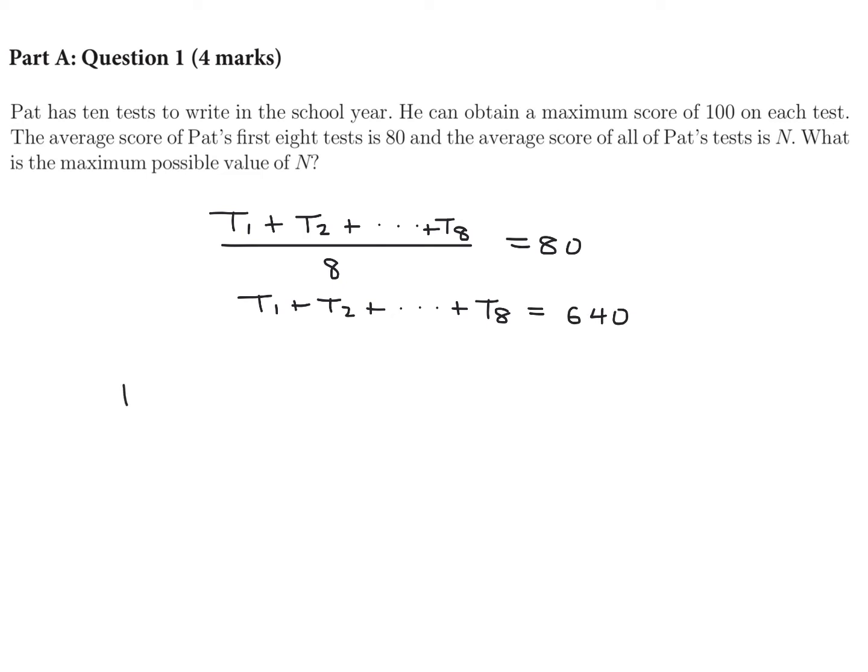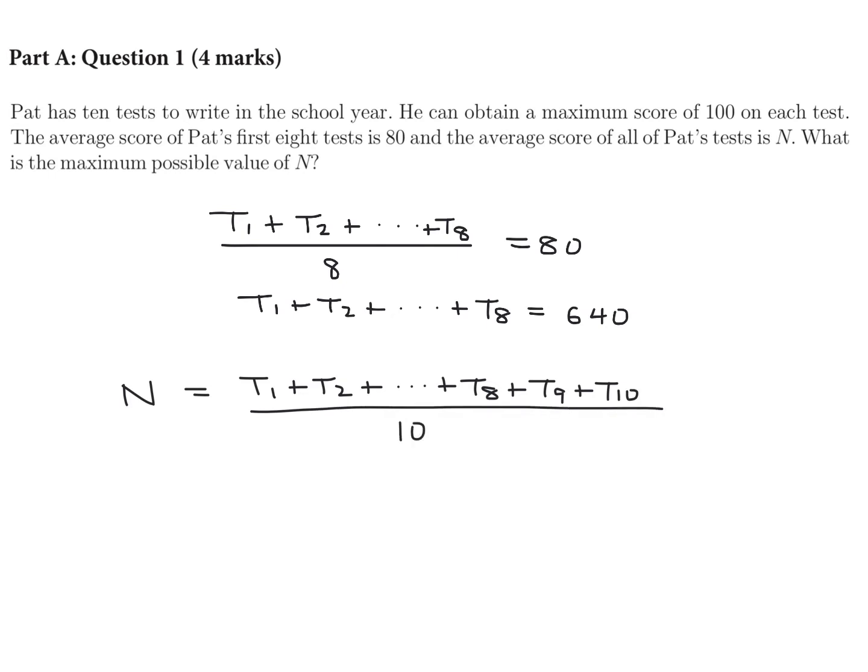Now what is n? n is the average of all the tests, right? So that means T1 plus T2 plus ... until you get to T8, and then T9 and T10, right? Those last 2 tests. And then, of course, you divide by 10. Well, T1 through T8, that part, we already know is 640, so plug that in.